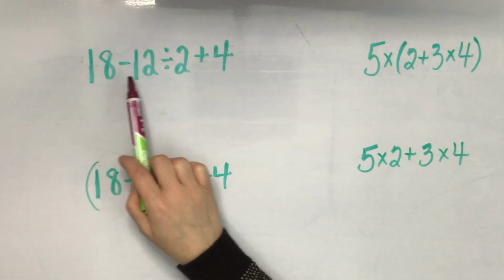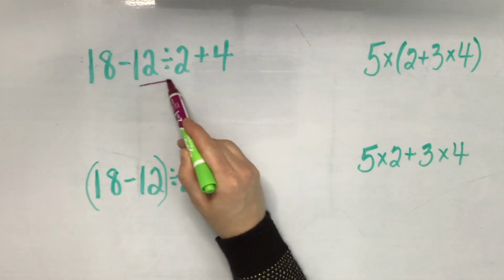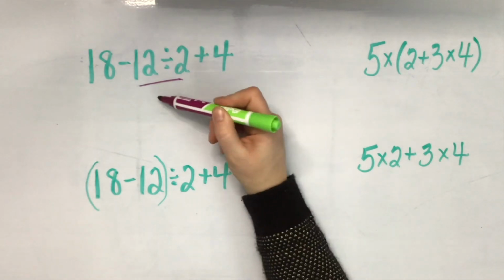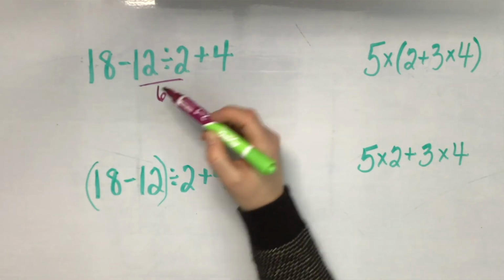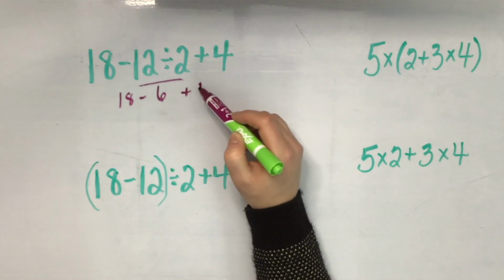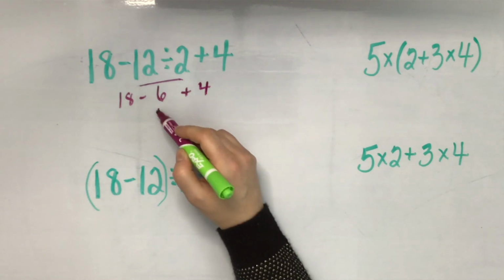Okay, I have subtraction, division, and addition. Division is the most powerful operation here. There are no brackets, so I will do 12 divided by 2 first, which gives me 6. 18 minus 6 plus 4. 18 minus 6 is 12, plus 4 is 16.